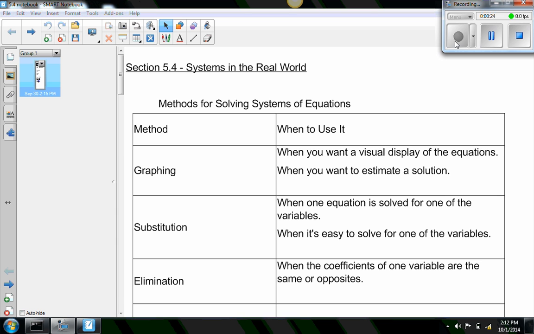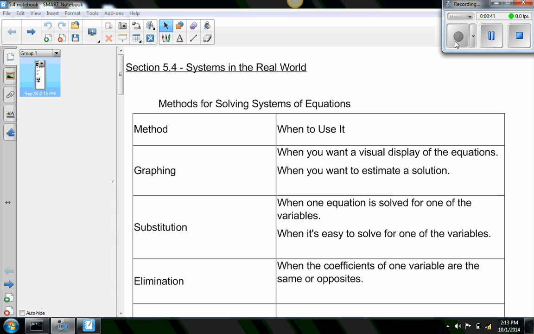The graphing method is best when you want to have a visual display, when you want to actually see it visually in front of you, or when you want to estimate a solution. You could graph it and then estimate it using the XY graph, the coordinate plane.